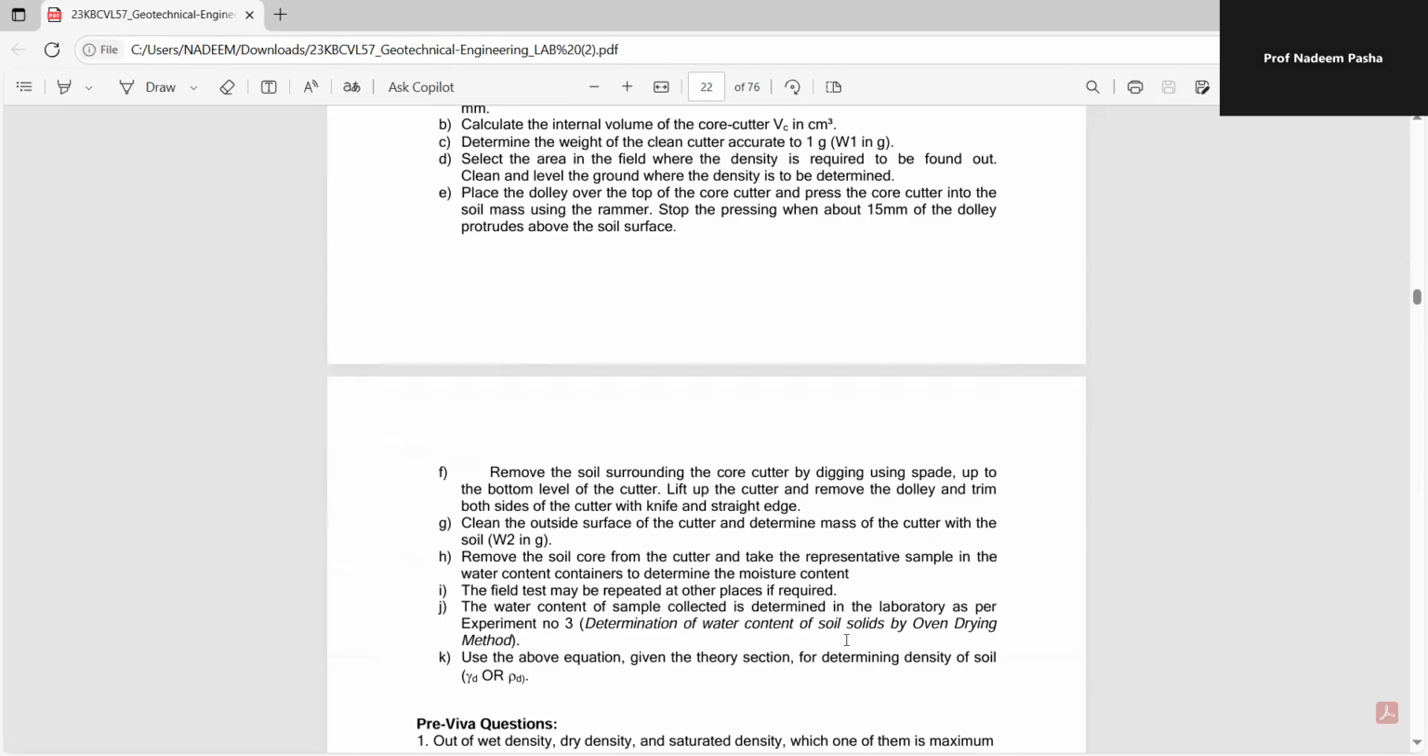Get a determination of water content of soil using the soluble water method. Use the above equation given in the theory section for determining density of soil, gamma D or rho D.